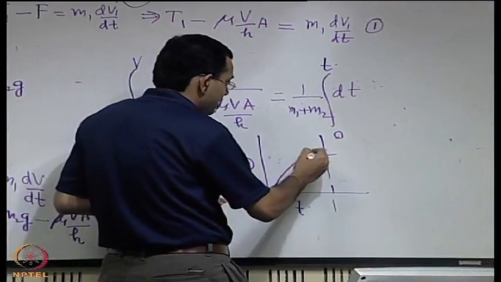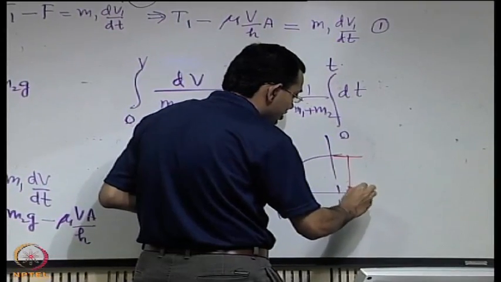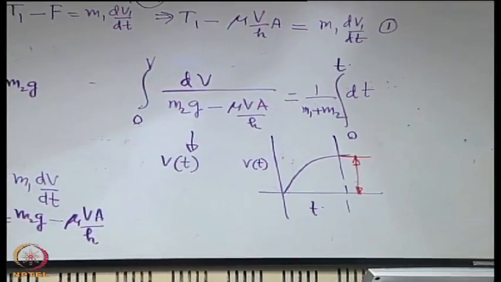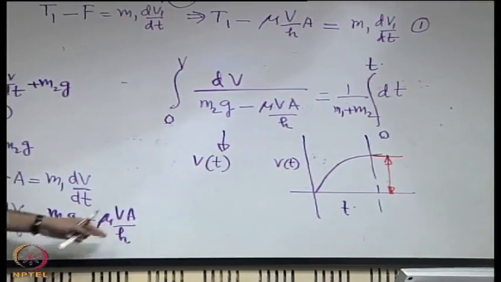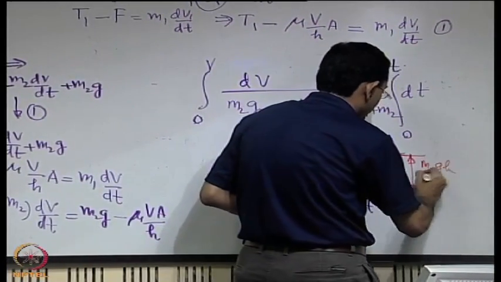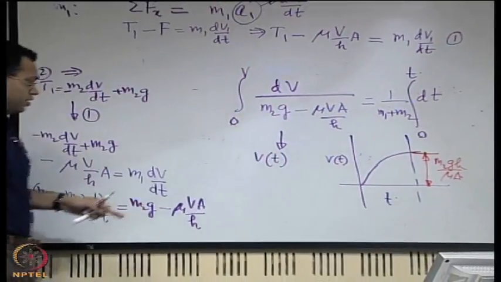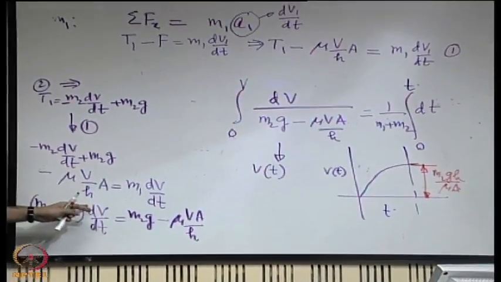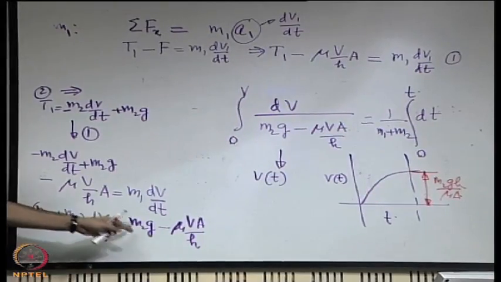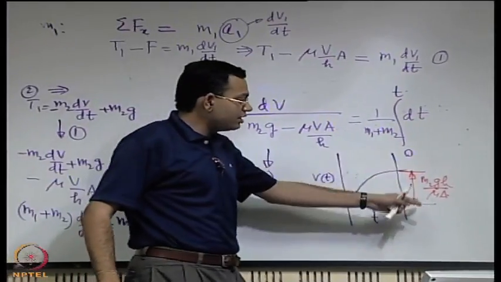So what should be this velocity? Can you tell what should be this velocity? Yes, M2gH by mu A. The reason is straightforward: when you have a steady state, there is no more change of velocity with respect to time, and therefore it should be an equilibrium between these two forces. So that would give rise to this type of expression.